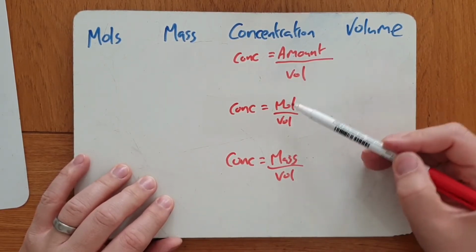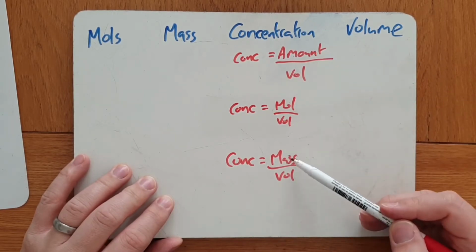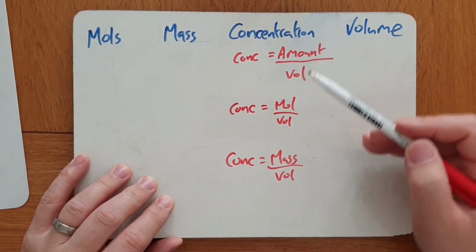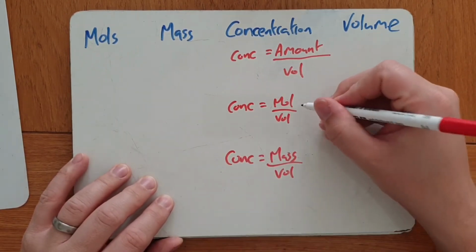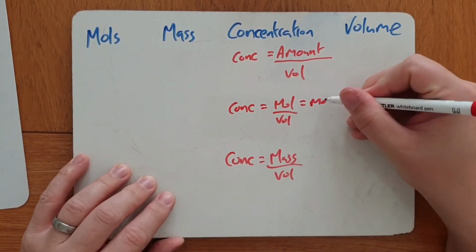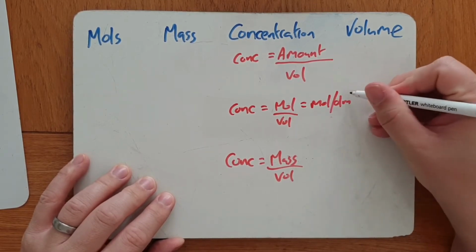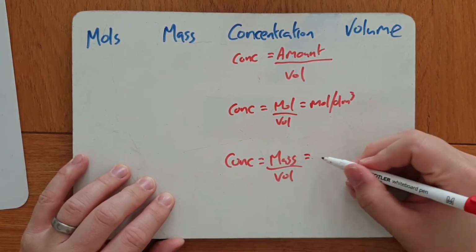But if you look at both of these equations, they're essentially the same. Moles over volume, moles is a way of measuring amount. Mass over volume, mass is a way of measuring amount. So it's amount over volume. The difference is the units, right? In this one, you're going to get units of moles per decimeter cubed, and in this one, you're going to get units of mass per decimeter cubed.